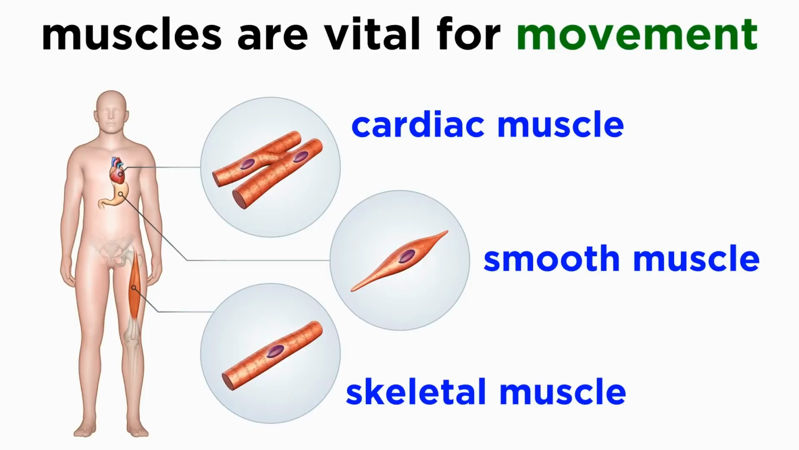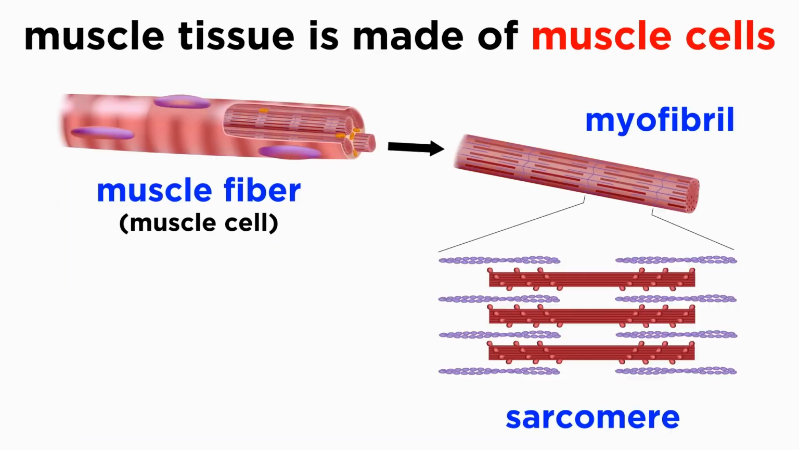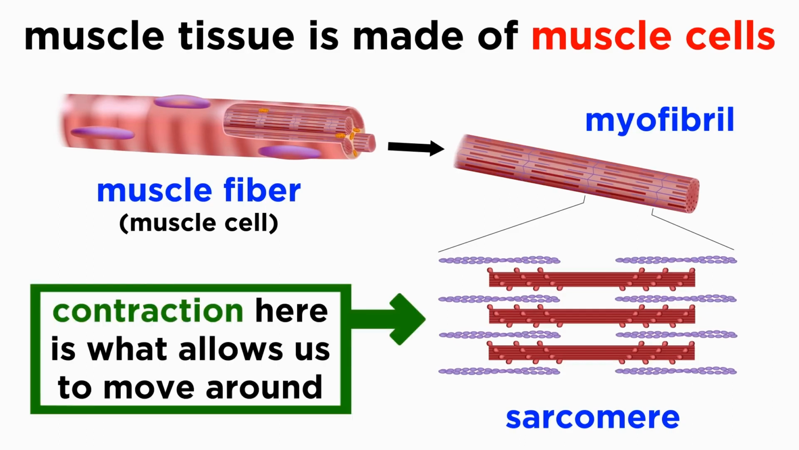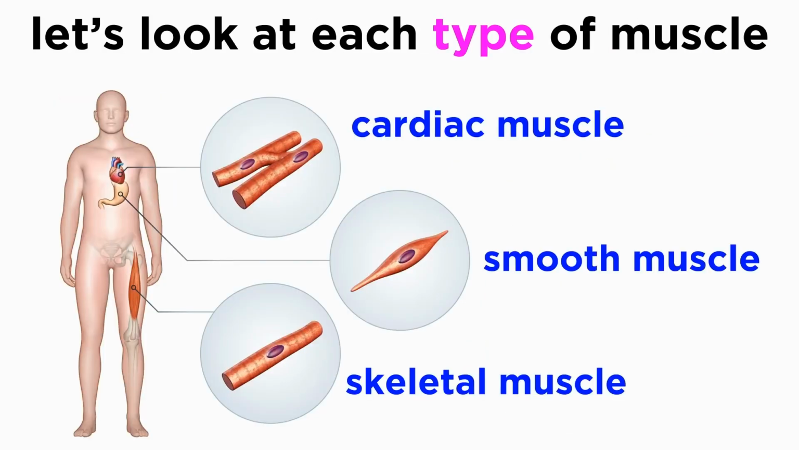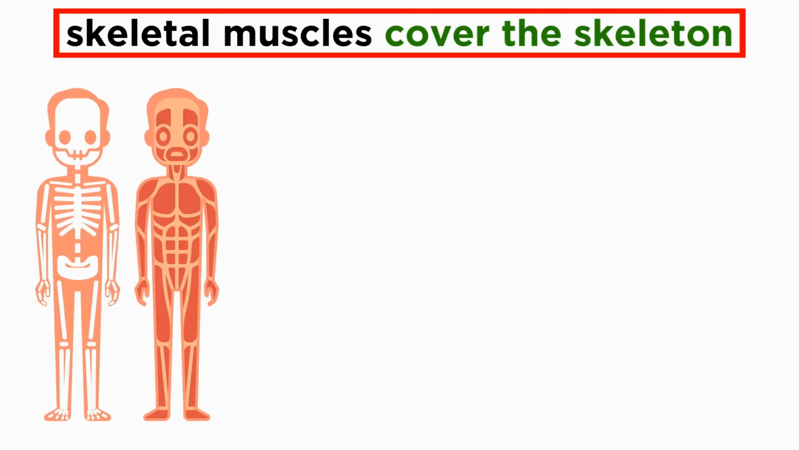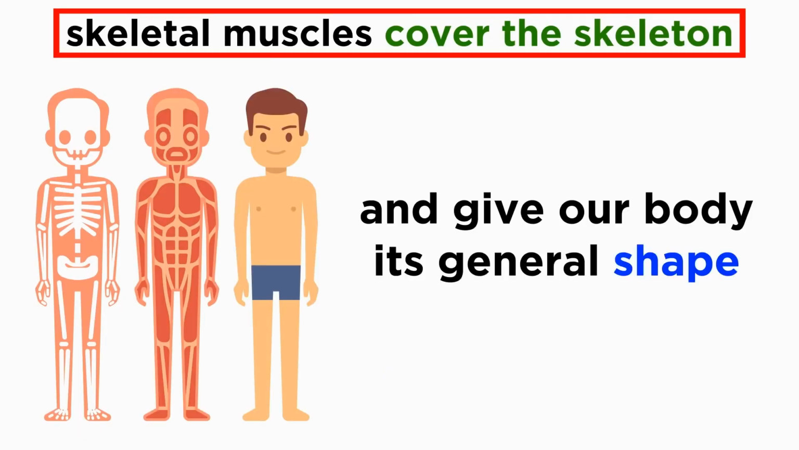First, what these different types of muscle have in common is that they are all vital for movement. Muscle tissue is predominantly comprised of muscle cells, and these are highly specialized for a process called contraction, which is what allows for mobility. The three types of muscles are quite different in their functions, but there are some similarities in their structure, so let's go through them one at a time. Let's start with skeletal muscle, as it's the most abundant. These are the muscles that cover our skeleton and give our body its shape.